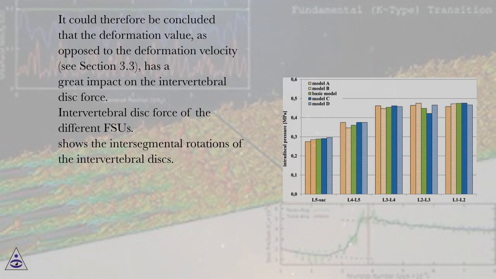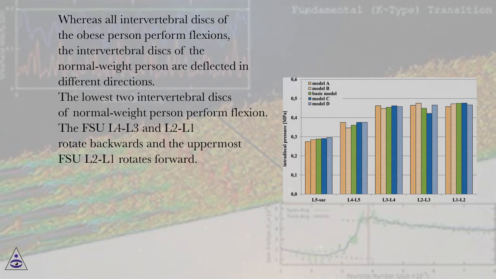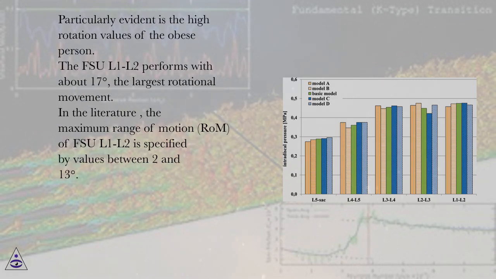Shows the intersegmental rotations of the intervertebral discs. Whereas all intervertebral discs of the obese person perform flexions, the intervertebral discs of the normal weight person are deflected in different directions. The lowest two intervertebral discs of the normal weight person perform flexion. The FSU L4, L3 and L2, L1 rotate backwards and the uppermost FSU L2, L1 rotates forward. Particularly evident are the high rotation values of the obese person. The FSU L1, L2 performs the largest rotational movement, with about 17 degrees.